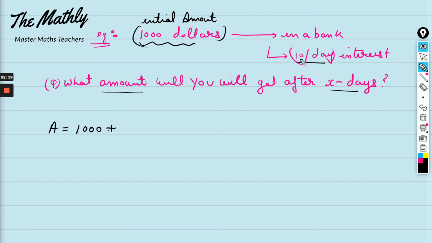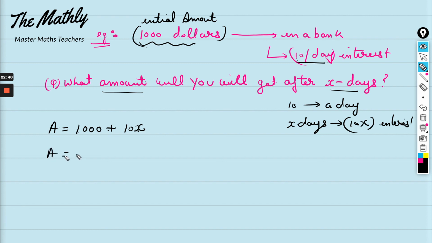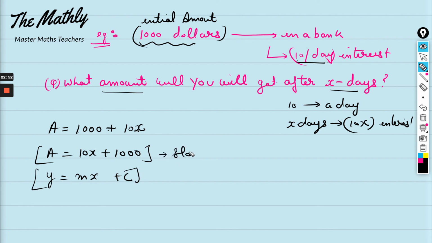Now, I'm getting an interest of $10 a day. Think like this: in one day, I'm getting $10. So for X days, I'll get 10x interest, an extra 10x. So I can write the amount as 10x plus 1,000. If you compare this with a standard equation, this becomes a linear equation, in slope-intercept form.